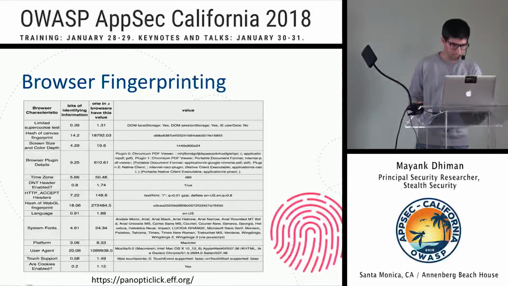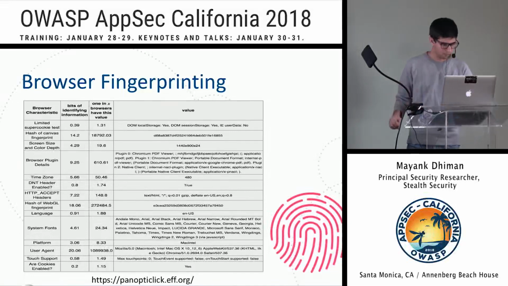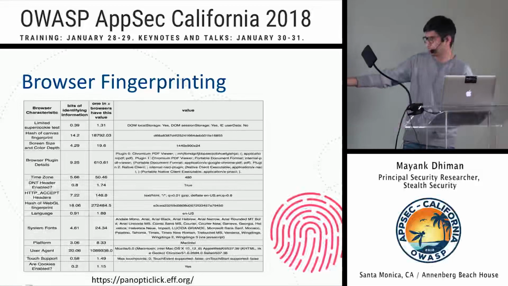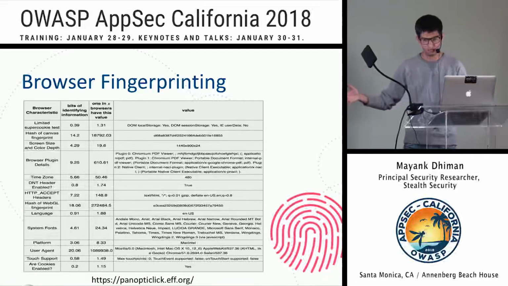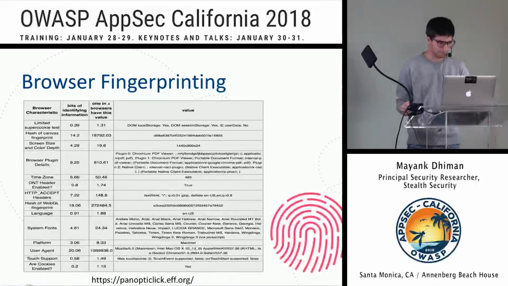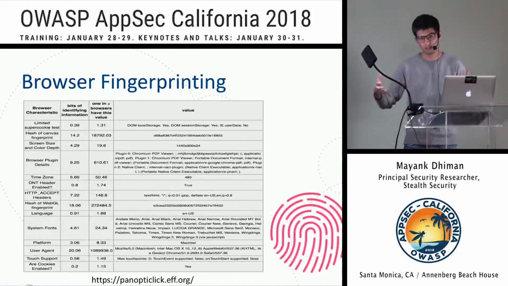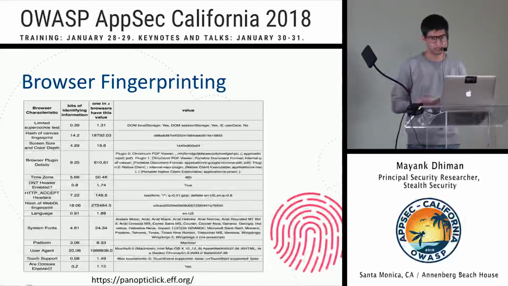For example, I was meddling around, so I was using some weird version of Chromium. If you look at the user agent string, the third item from the bottom, more than 1 in a million browsers have exactly the same user agent string as my browser, right? Which makes it very unique and very fingerprintable. The second column is the bits of identifying information, which is basically the log of that 1 million number to the base 2. This is how many bits of information you can extract.